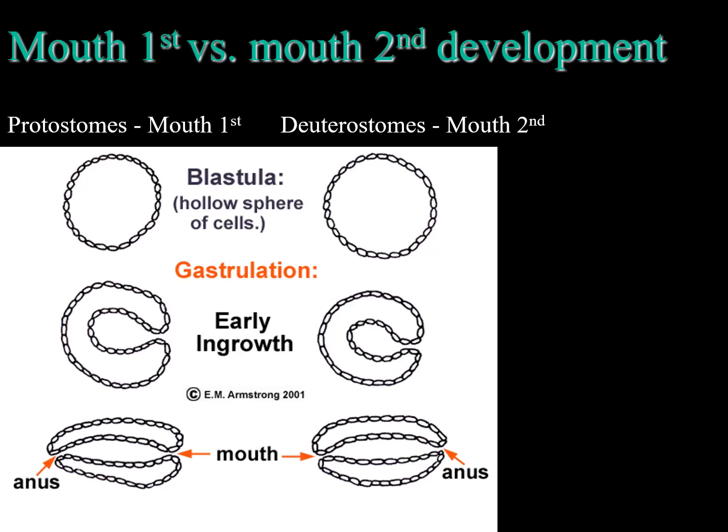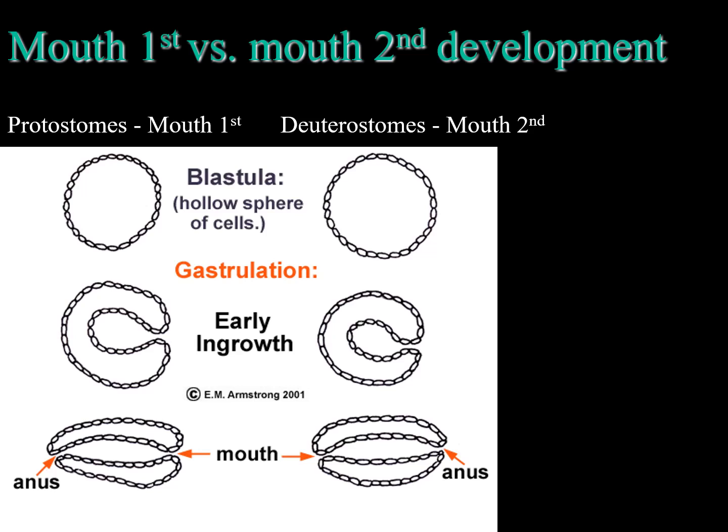Now these two different modes of development are really named after how the animal develops early on. If you look at the two columns of drawings, you've got the blastula phase. The left-hand column is the protostomes and the right-hand column is the deuterostomes. And of course it looks the same. They're different drawings, but you can't tell them apart really. They're the same. And then you get to the gastrulation phase where instead of just a hollow ball of cells, a pocket forms inside.